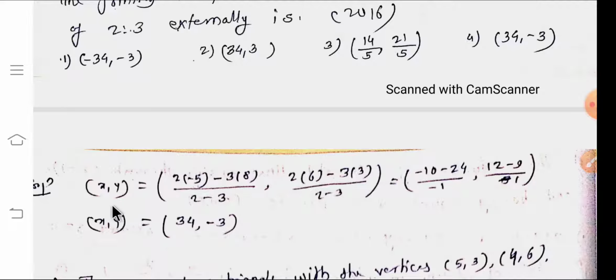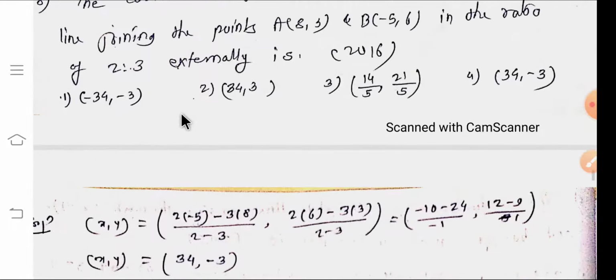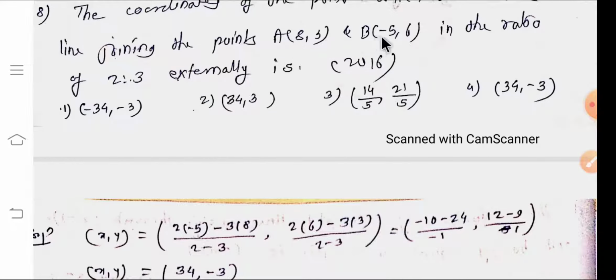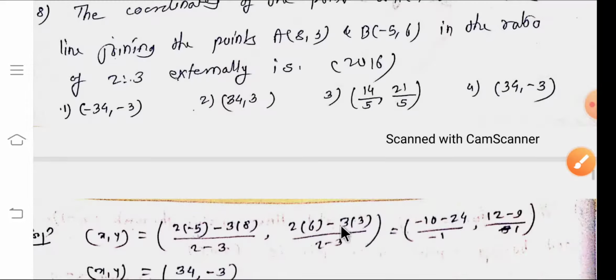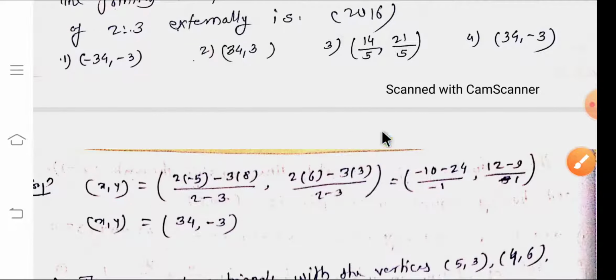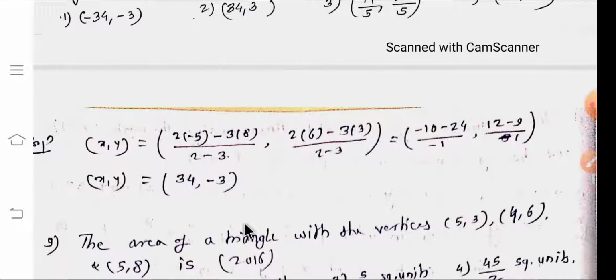That is the formula. So here the point x1 y1 and this is x2 y2. So here m is 2, into minus 5 minus 3 into 8 by 2 minus 3, comma 2 into 6 minus 3 into 3 by 2 minus 3. By simple substitution, we get the solution x comma y is 34 comma minus 3. In the formula we can substitute.